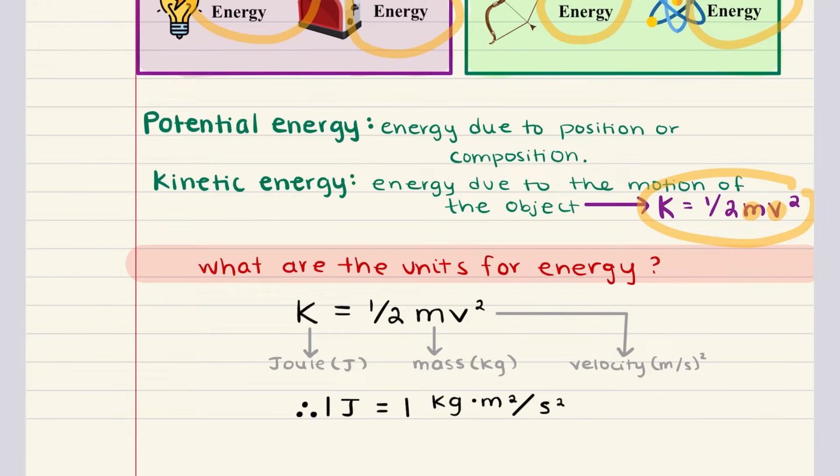Finally, it's important to note that the unit of energy, including kinetic energy, is the joule. A joule is defined as the energy transferred when a force of 1 Newton is applied over a distance of 1 meter. So 1 joule is equal to 1 kilogram multiplied by meters squared divided by seconds squared. Understanding these fundamentals about kinetic energy is really going to help us grasp how energy is conserved and how it is transformed in various physical processes.